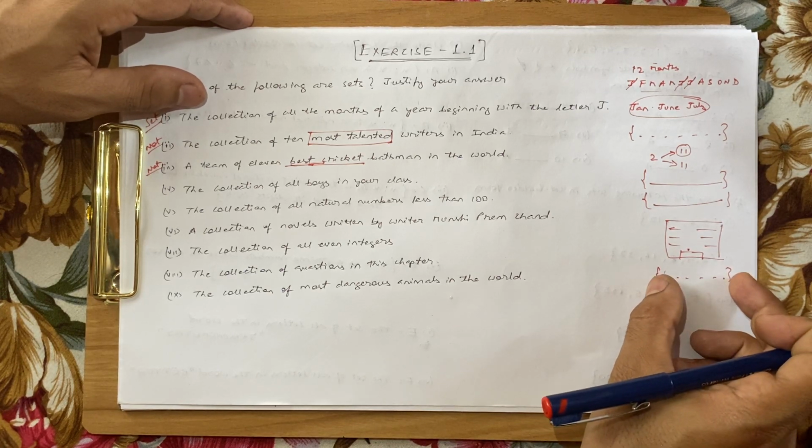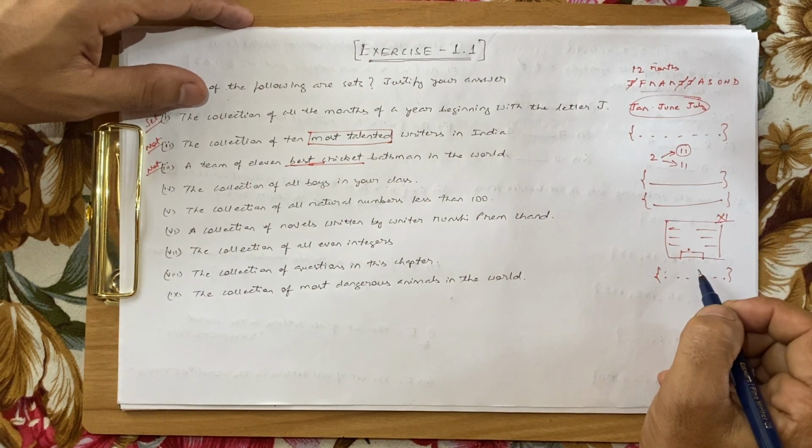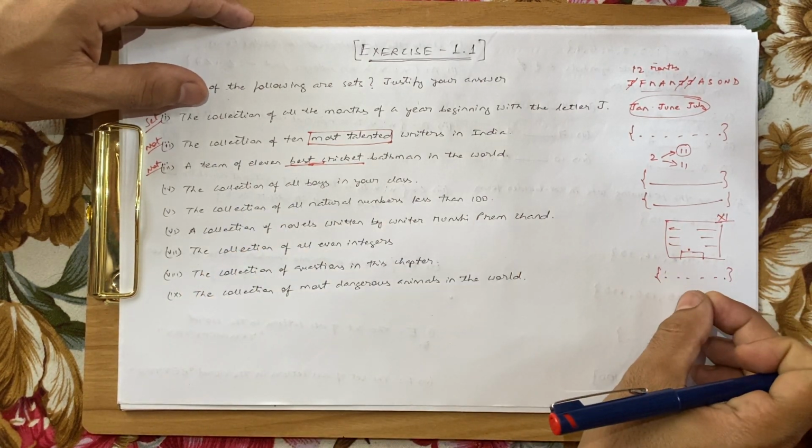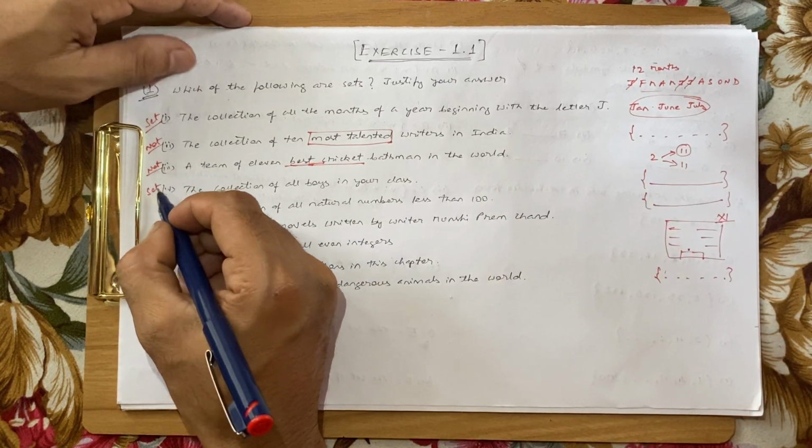Yes, these are the boys that are in class 11. You can say there will be no contradiction. So this collection of boys in your class, or let's say class 11, is a set. Okay, this is a set.